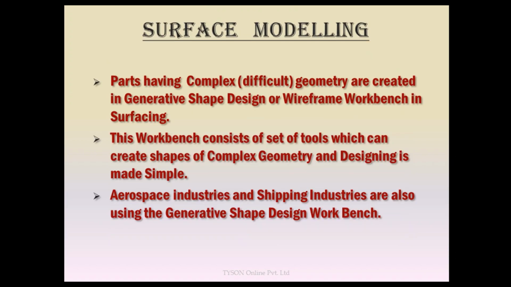So next is surface modeling. This is a very important workbench in CATIA. It consists of two parts, that is Generative Shape Design and Wireframe and Surface Design. GSD is advanced surfacing, meaning an advanced part of the Wireframe workbench. Parts which have complex geometry and cannot be made with ease in any other workbench can be created simply in the Generative Shape Design workbench.